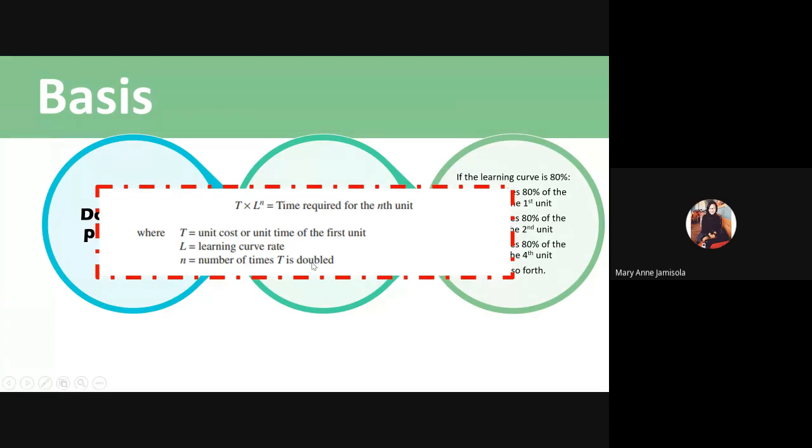So for example, if you are to look for the time required to finish the second unit, your n will be 1 because we only doubled the unit once. But if you are to look for the fourth unit, n will be 2 because we doubled the unit twice to arrive at 4.